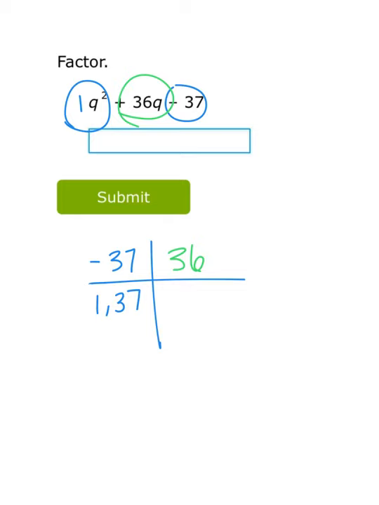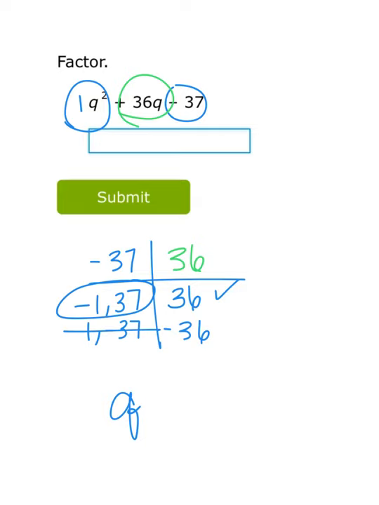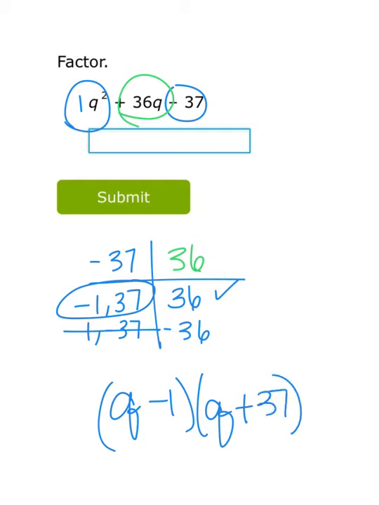Okay, I need one of these numbers to be negative because a negative times a positive would give me a negative 37. So let's figure out which one needs to be negative. If I add negative 1 and positive 37, that would be 36, which is what we need. And just to check the other one, if I did 1 plus negative 37, that would equal negative 36, which is not what we need. So my two factors would be negative 1 and positive 37. So whenever I factor this, I would get q minus 1 times q plus 37.